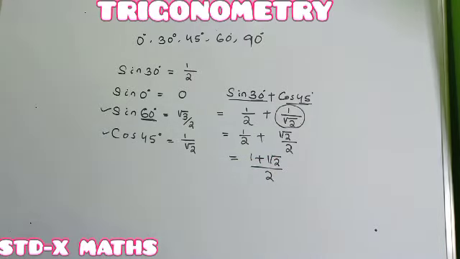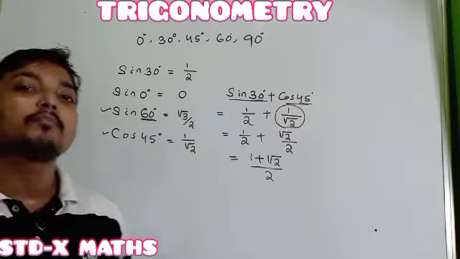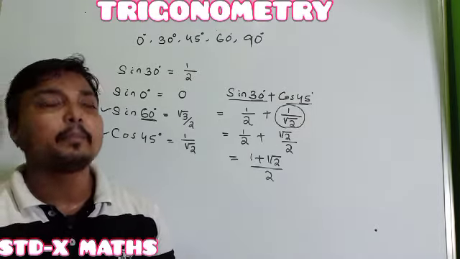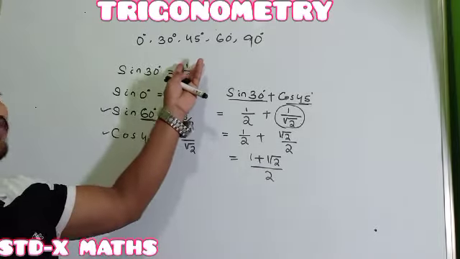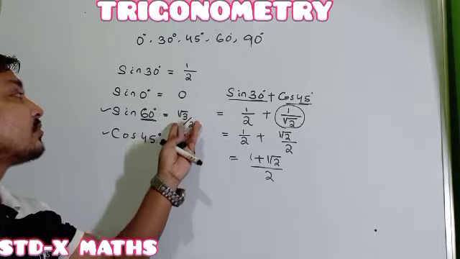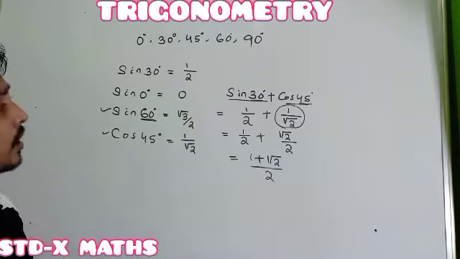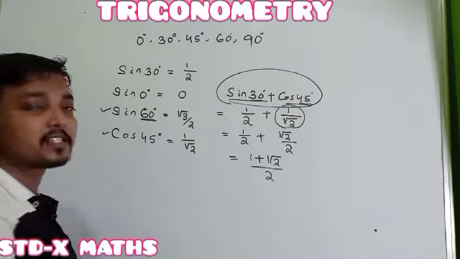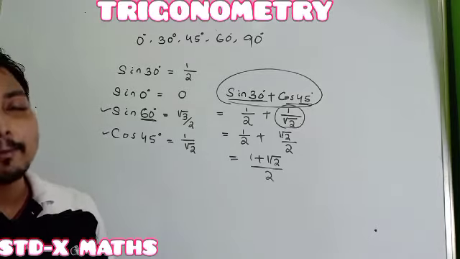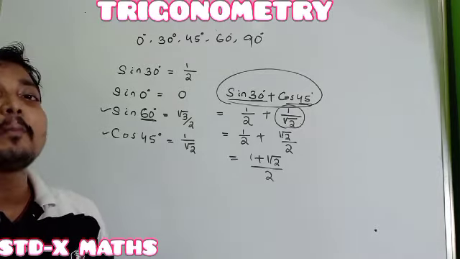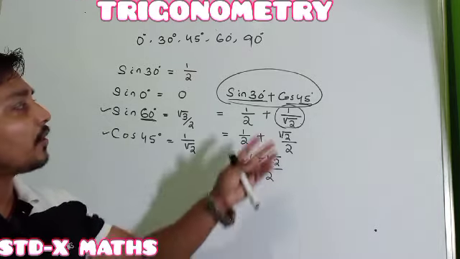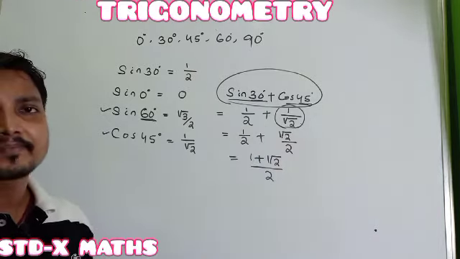So from this topic, from the trigonometric ratios of specific angles, the question may come just like this. You have to find out the value of the sum of the trigonometric ratios for specific angles. Otherwise you have to find out the value of an expression having the trigonometric ratios of specific angles. So for which you have to do just like this.